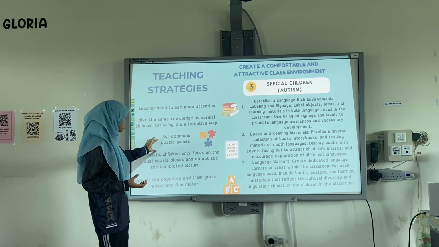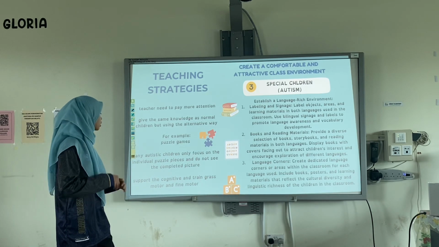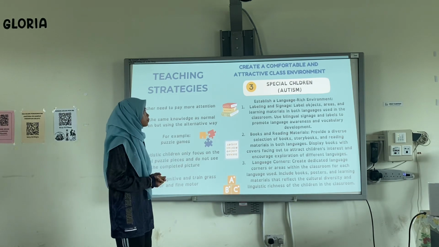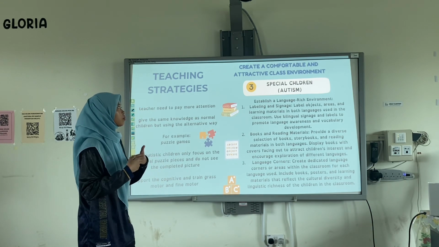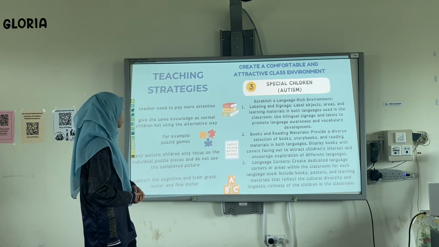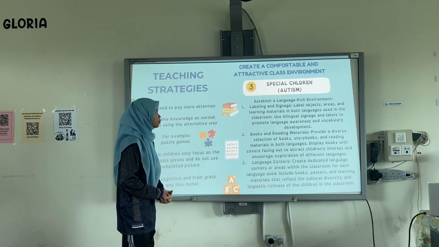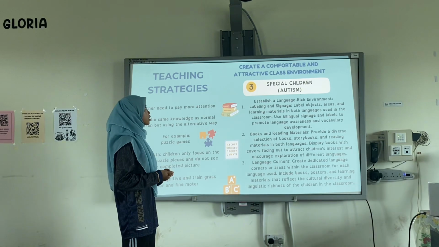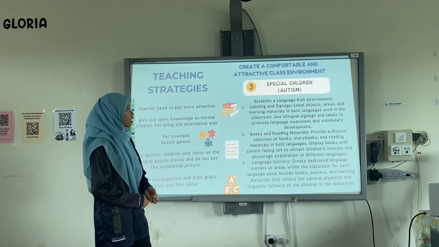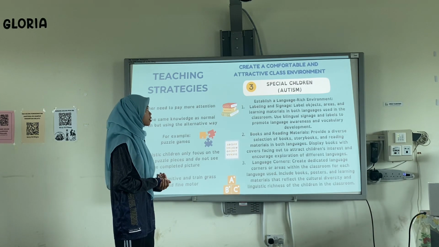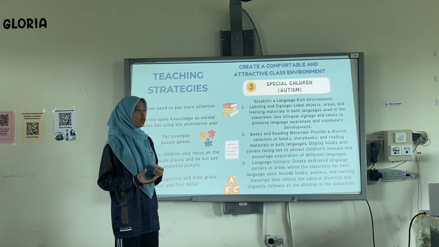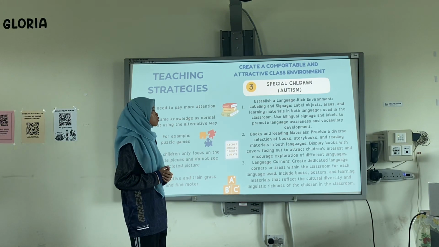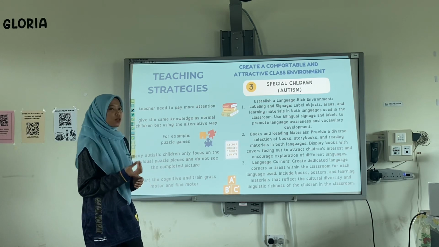Puzzle games can give cognitive support and train grasp, motor and fine motor skills in special children. When these autistic children are using the puzzle game, they can establish a language-rich environment. First, labeling and signage: labels for objects, areas, and learning methods in both languages used in the classroom. Use bilingual signage and labels to promote language awareness and vocabulary development.